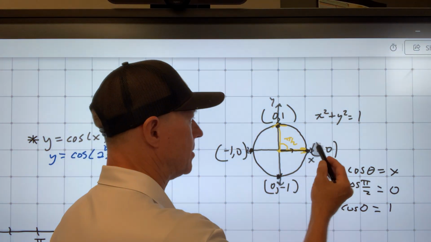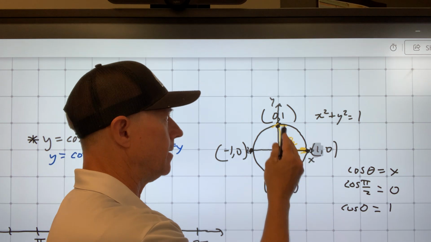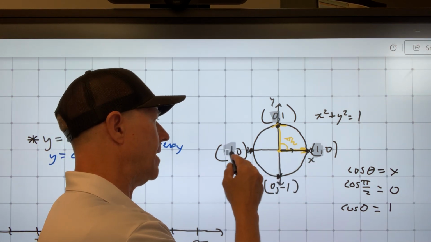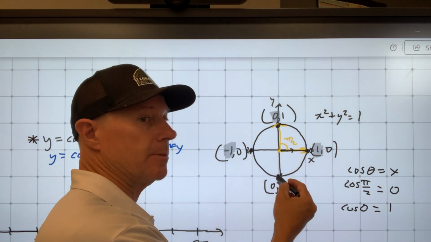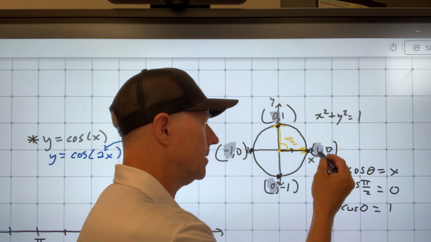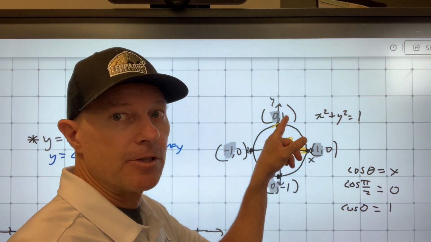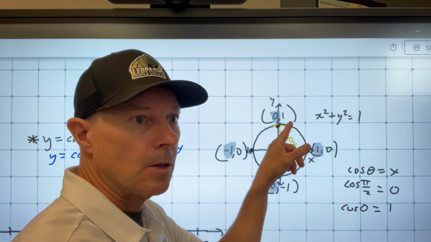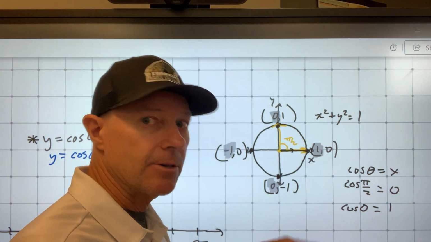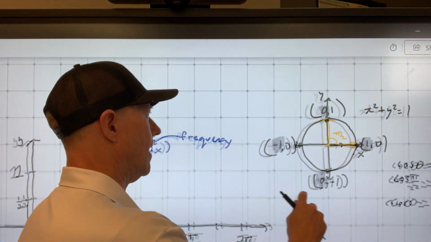So the important outputs, if I just went by every pi halves: 0 is 1, pi halves is 0, another pi halves which gets me to pi would be -1, another pi halves which gets me to 3 pi halves would be 0, and another pi halves which gets me to 2 pi radians is back to 1. And then it would keep repeating. At 5 pi halves it'd be back to 0. And then at 3 pi it'd be back to -1, and at 7 pi halves back to 0. It just keeps repeating itself. It's called a periodic function. So we're ready to graph now.